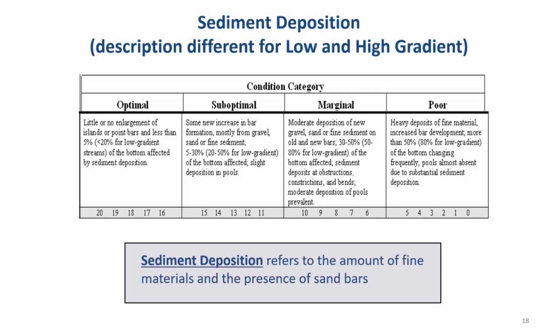And if that is more than 5%, then you would not be in the optimal range. If it's between 5 and 30%, you would be in the suboptimal range. If you have 30 to 50% deposition, then you would be in marginal, and greater than 50%, you would be in the poor range of the condition.